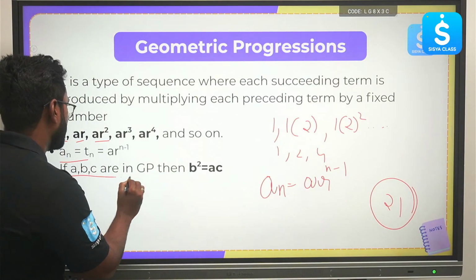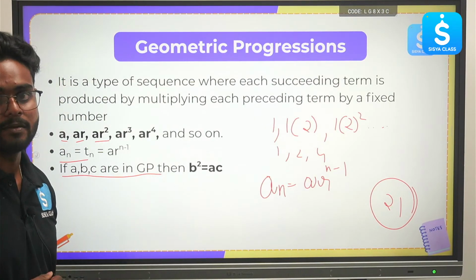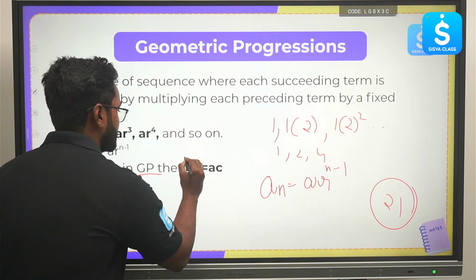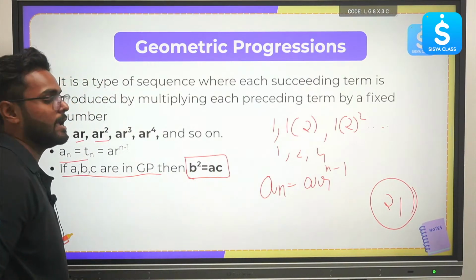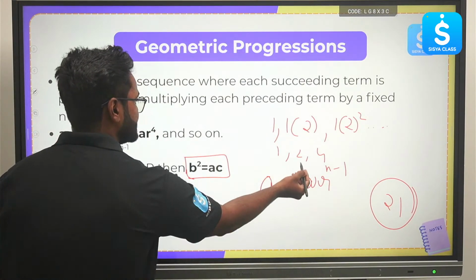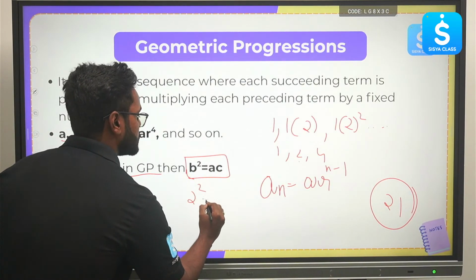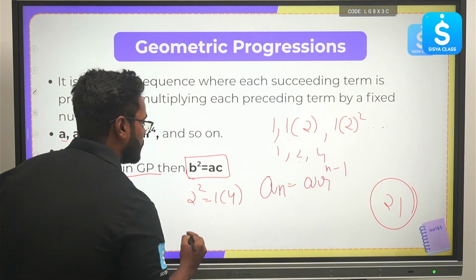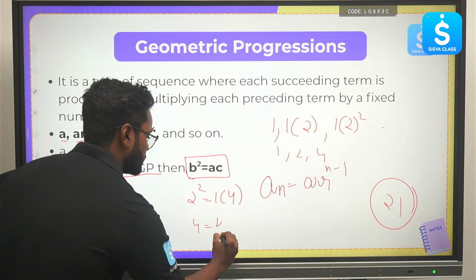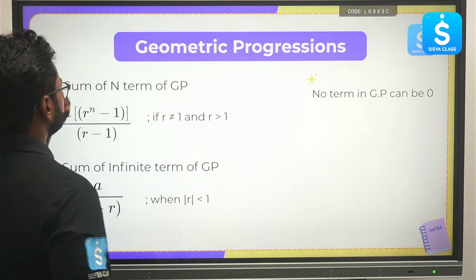If A, B, C are in GP, then we have the condition B square equals A into C. You can see in this, 2 square equals 1 into 4, so 4 equals 4, right?